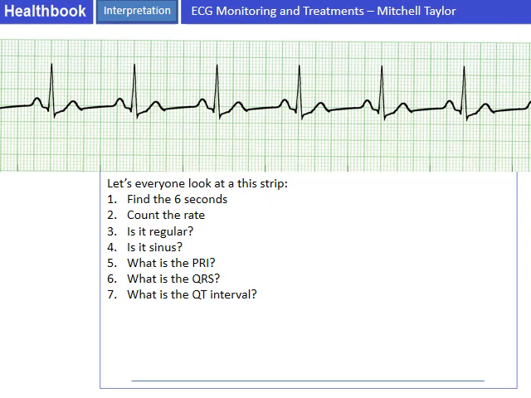And if you're having problems, just go back and see what we're doing. First, we're counting the tiny little boxes to figure out how many 6 seconds is. Then we're going to count our rate. Then we're going to say, is this regular? Is this a sinus rhythm? Is it normal? Which you'll know by the rate. Write down the rate, tell me the PR interval, QRS complex width, and the QT interval.